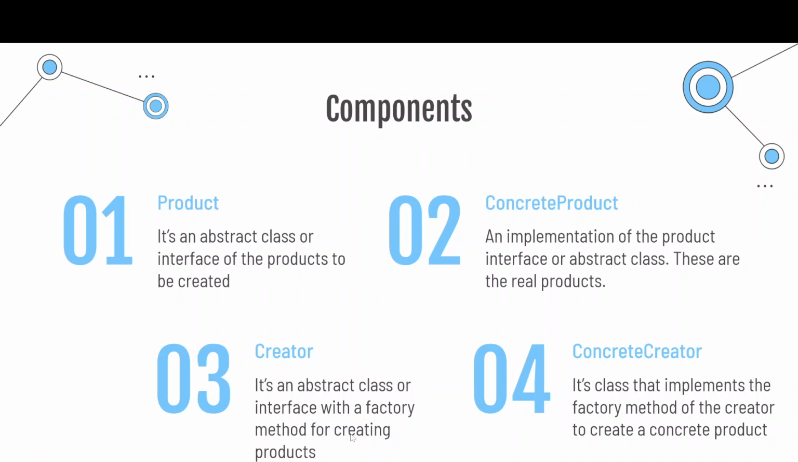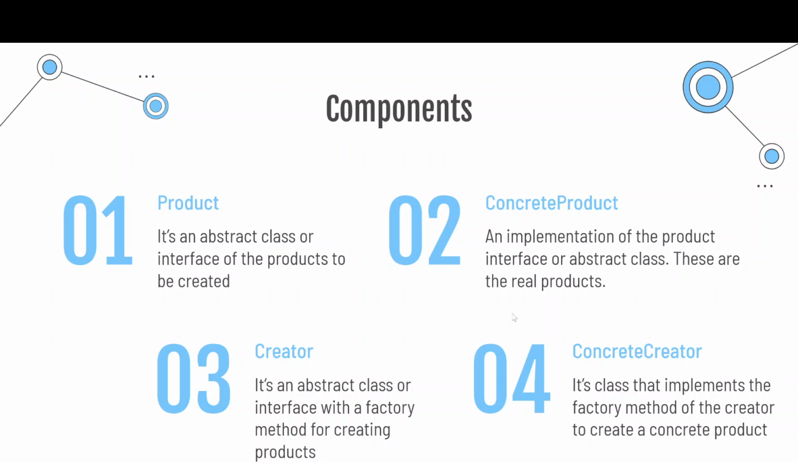You have an abstract class or interface with the factory method for creating products. And then four, you have your concrete creator. It's a class that implements the factory method of the creator to create a concrete product. So you have your product, concrete product, creator, and concrete creator. They are connected, and eventually what you want is something to create your concrete product, right?